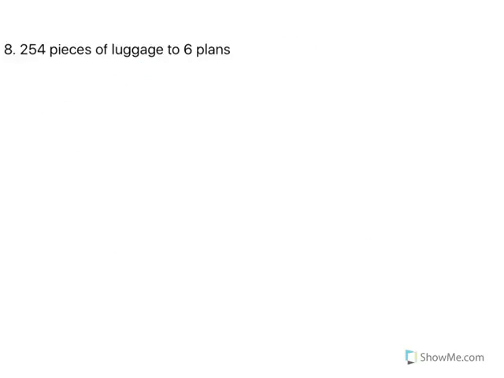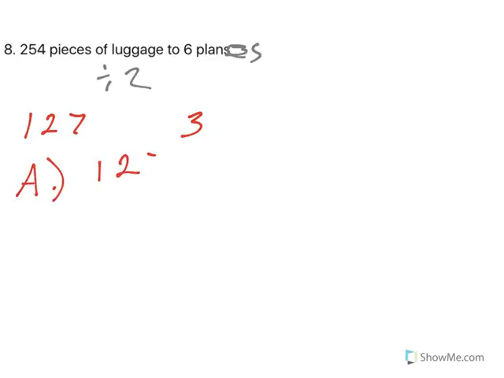254 pieces of luggage to 6 planes. That should say planes, not plans. So when I go to reduce, these are both even, so they're reducible by 2. And I have 127 pieces of luggage to 3 planes. So as a fraction, I have 127 over 3. Again, on the top we have luggage, on the bottom we have planes. So there are 127 pieces of luggage for every 3 planes.